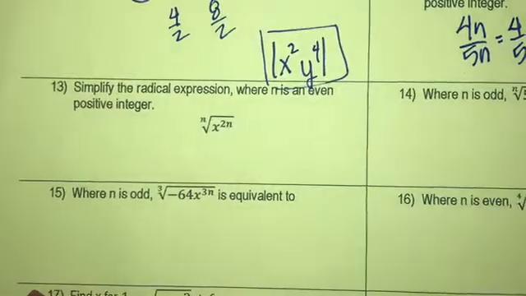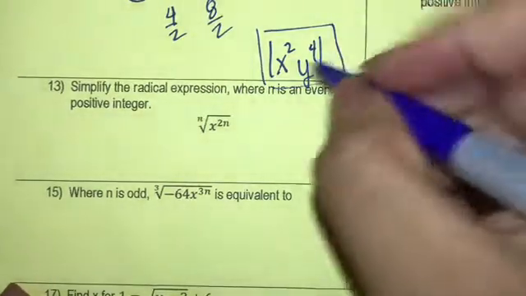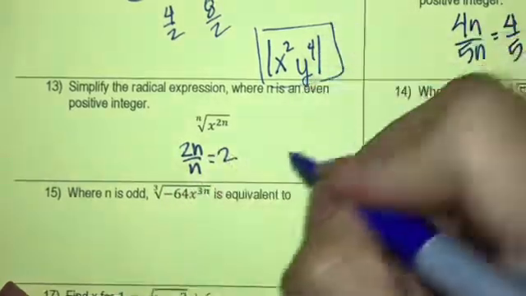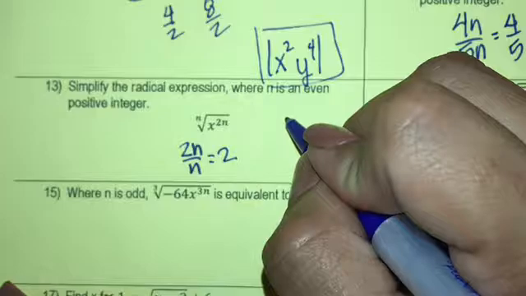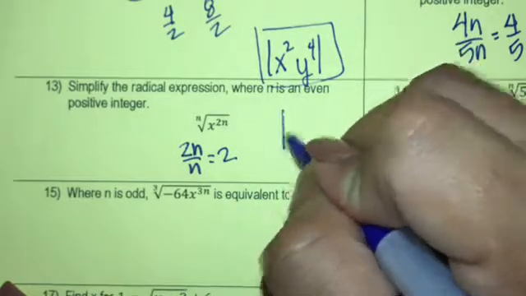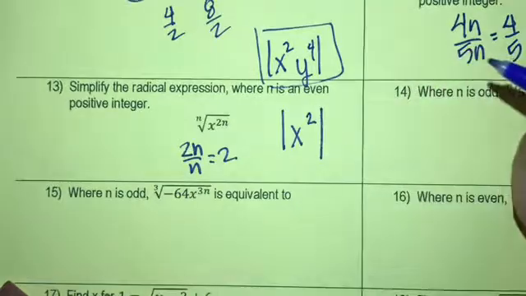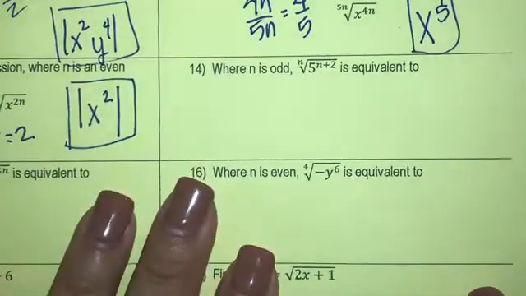All right, number 13. Simplify the radical expression where n is an even positive integer. So you're going to have 2n divided by n equals 2. So you're going to have x squared. That's absolute value.